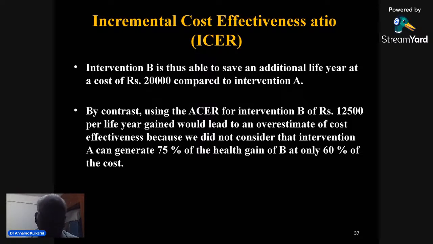Intervention B is generating 40 years, whereas intervention A is generating 30 years. Okay, so that is 75% at a cost of 60%. B is costing 5 lakhs and A is costing 3 lakhs. So 60% cost, 75% gain. So we did not consider that if you take the average cost effectiveness ratio. Therefore, ICER is preferred.